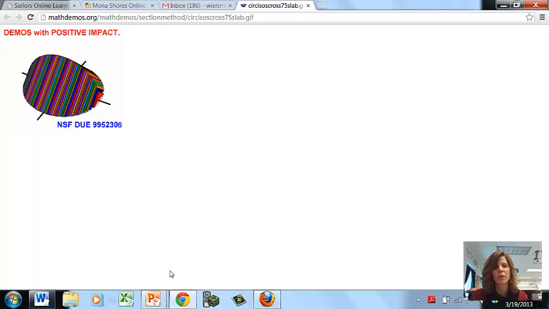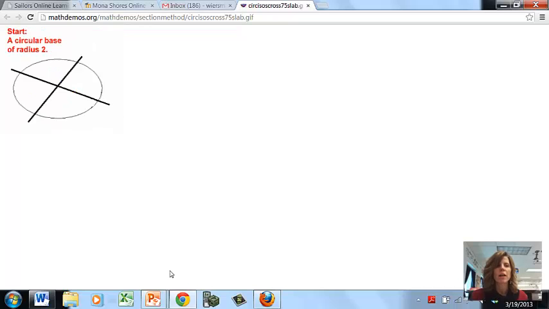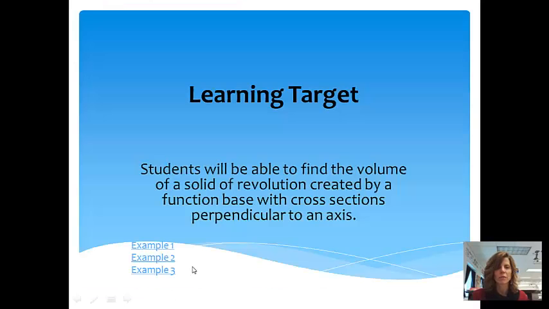The number one thing to point out is that our base was a circle, and the cross sections were triangles. Okay, that is all that I wanted you to see for now. I just wanted you to get an introduction so you know what we are doing when we take volumes by cross sections.